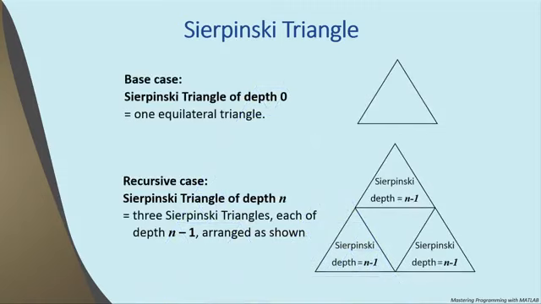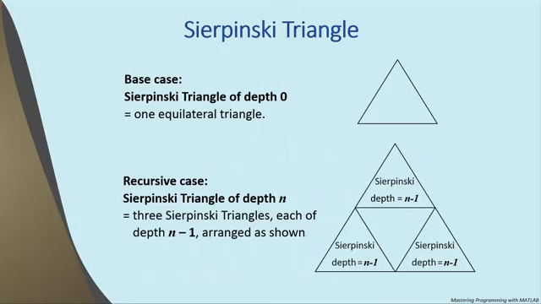And here's its recursive definition. The base case is a Sierpinski triangle of depth 0, which is one equilateral triangle. The recursive case is a Sierpinski triangle of depth n, which is three Sierpinski triangles, each of depth n minus 1, arranged as shown here with one at the bottom left, one right next to it at the bottom right, and one on top sitting on the other two.